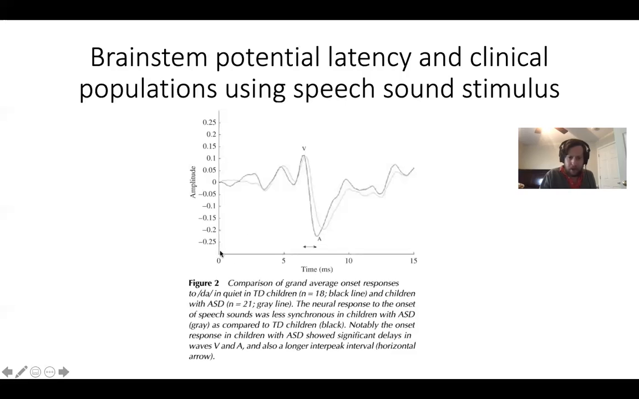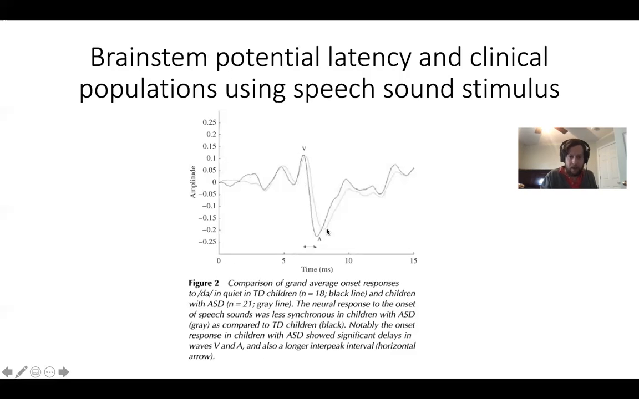But here you notice that it's always going to be somewhere between 0 and 10 milliseconds. The general assumption is that the electrical responses that are occurring in the EEG, up to 10 milliseconds after a sound is presented, are coming from these subcortical structures. So here, in this study, they believed that this V is what they consider the onset response.